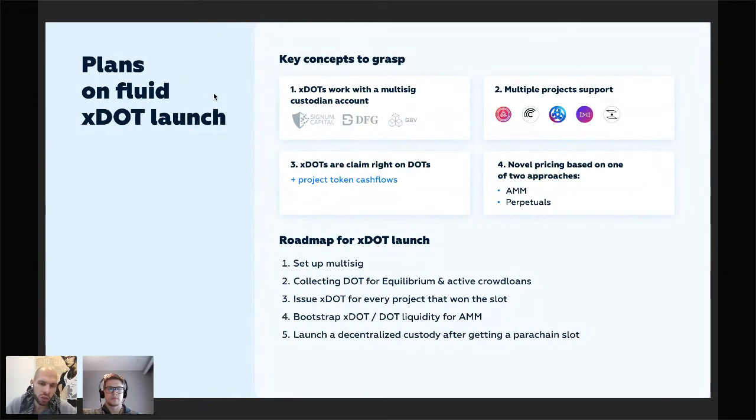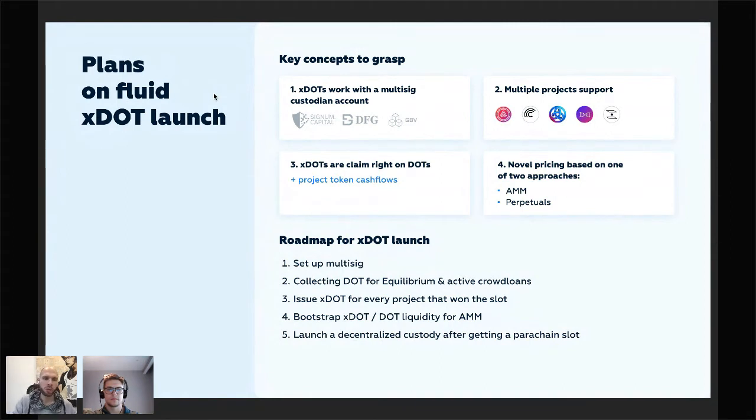But we decided to introduce mechanics which will help you keep your DOT liquid and even earn passive income from it. The idea behind xDOT is to provide all the contributors to crowd loans with xDOT wrappers. At first it will be issued just on Genshiro, but when Equilibrium goes live, xDOT will also be available on Equilibrium. I will touch on that in greater detail in the course of the presentation, but this is the key concept to grasp.